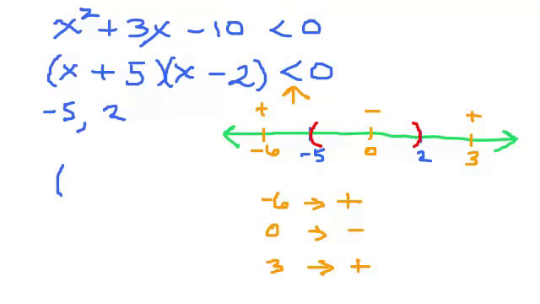Alright, so we're going to write that interval between negative 5 and 2. Okay? Between negative 5 and 2. Now this is interval notation. If we wanted to write the inequality notation, we would say x is greater than negative 5 and x is less than 2. Okay?